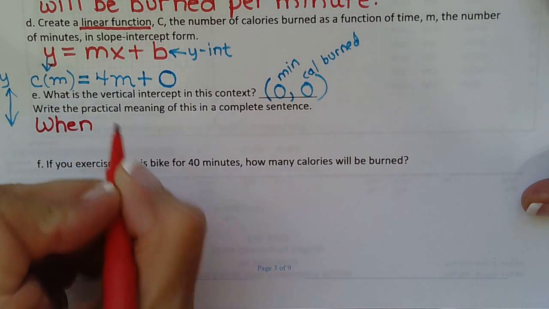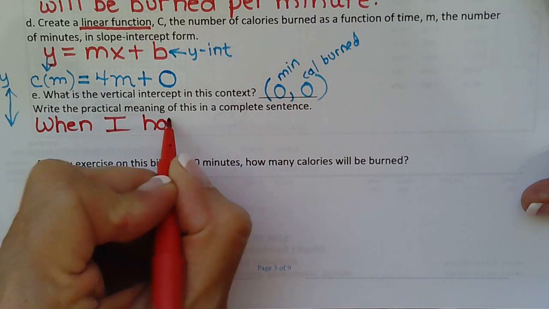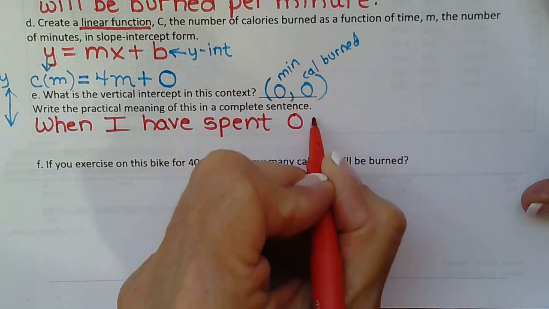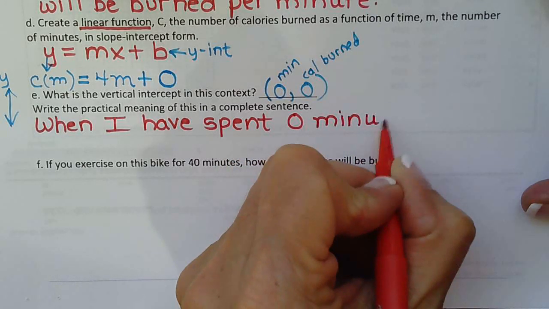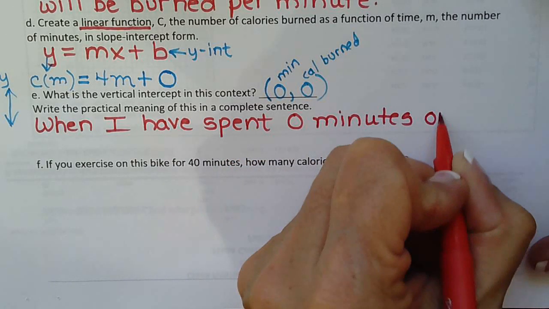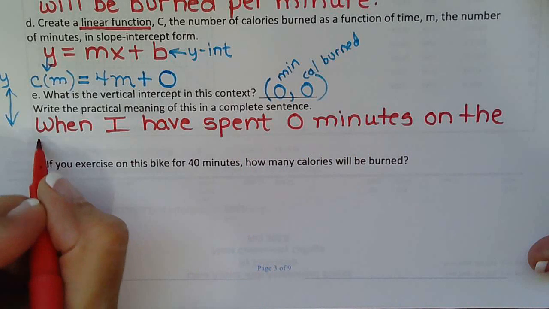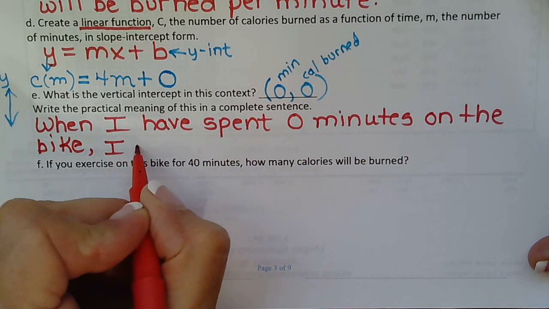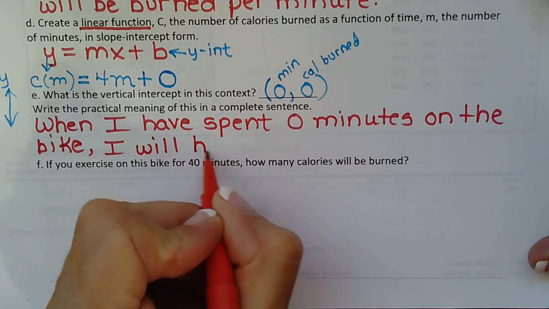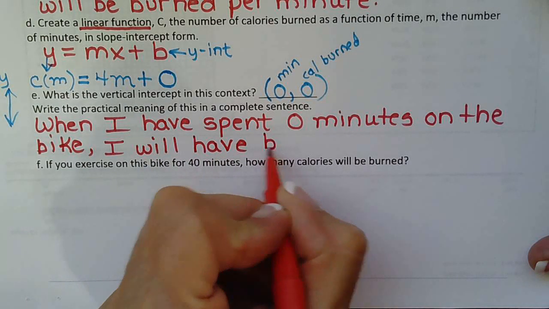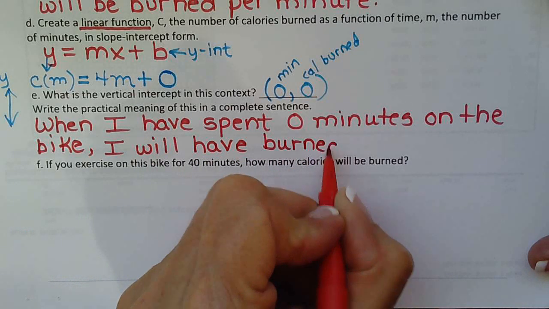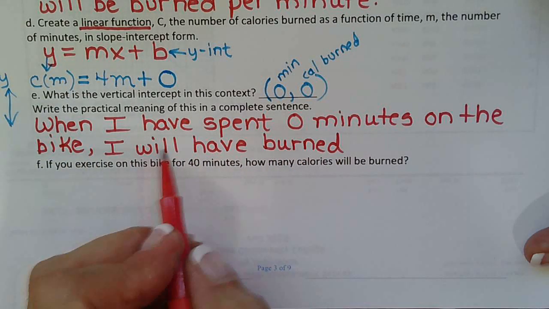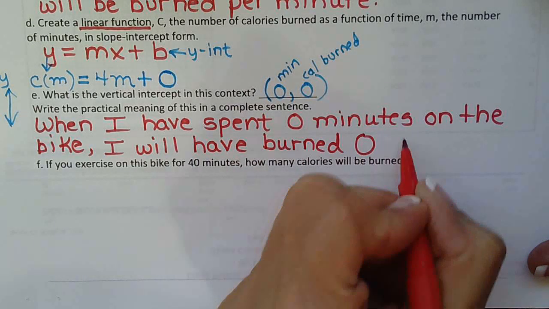When I have spent 0 minutes on the bike, comma, I will have burned 0 calories, which is not true. If this person's chewing gum, I heard chewing gum burns calories. No. So when I have spent 0 minutes on the bike, I will have burned 0 calories.